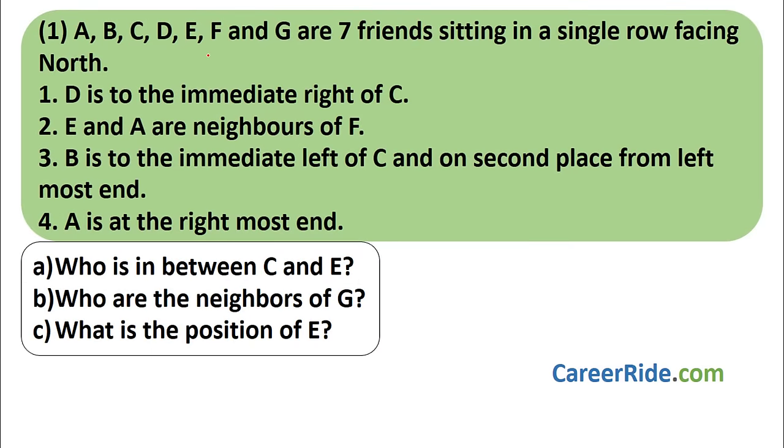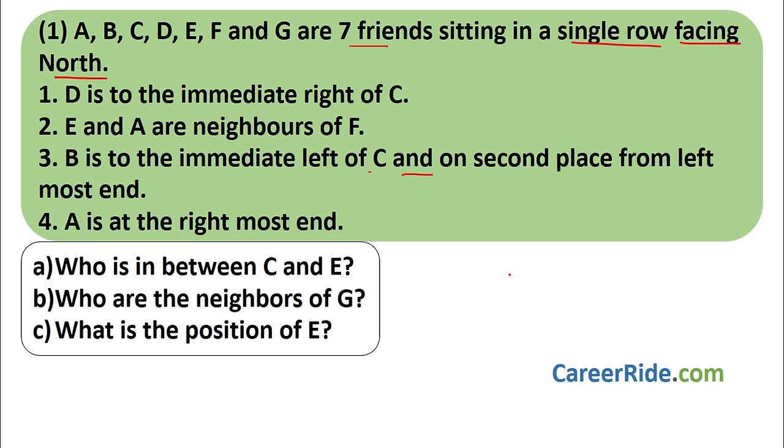A, B, C, D, E, F, and G are 7 friends sitting in a single row facing north. D is to the immediate right of C, E and A are neighbors of F, B is to the immediate left of C, and on the second place from the leftmost end. A is at the rightmost end.